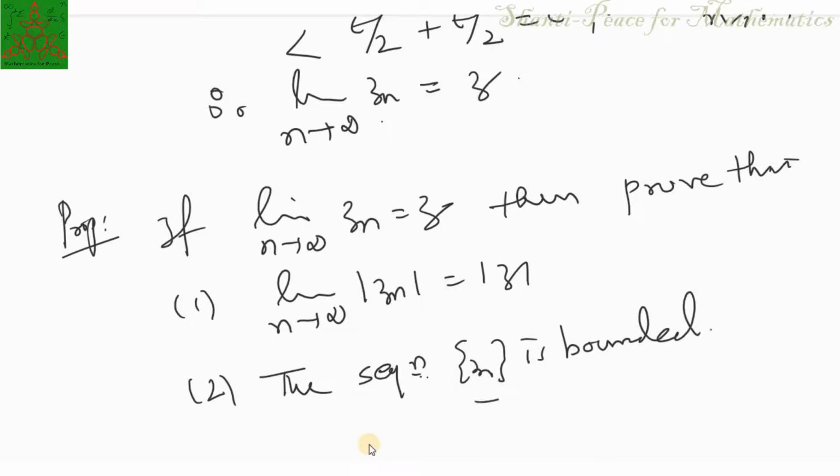A sequence is bounded means there exists some m greater than 0 such that mod of Zn is less than or equal to m for every n. Then we can say that Zn is a bounded sequence.